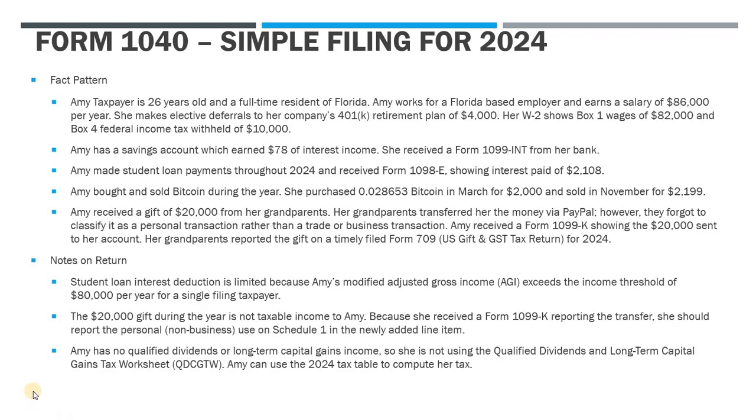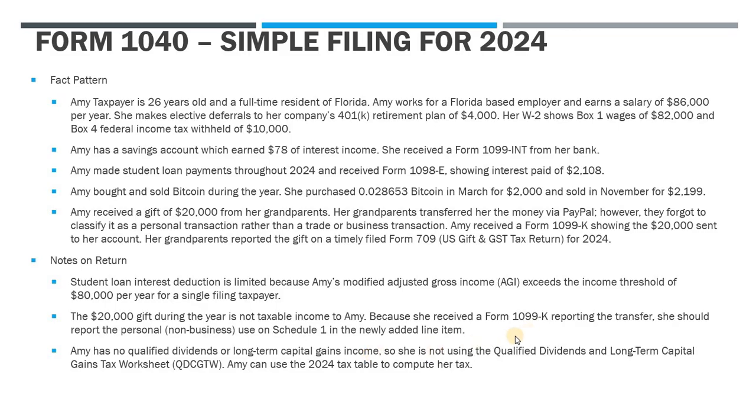Now, the student loan interest, what we're going to see when we look at the worksheet, is that although she paid $2,108 in student loan interest, there's going to be a reduction because there is a phase out depending on what your income is. So we'll look at that worksheet. The gift of $20,000 is not going to be taxable to Amy because it's a gift, it's not income.